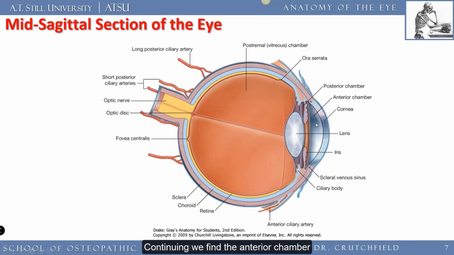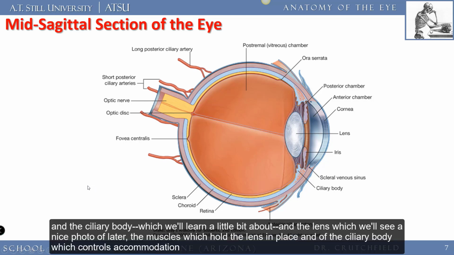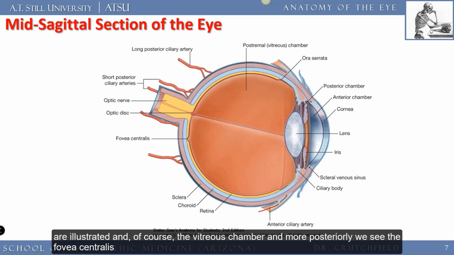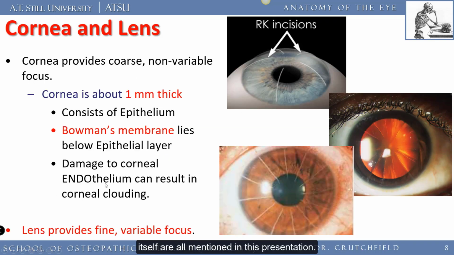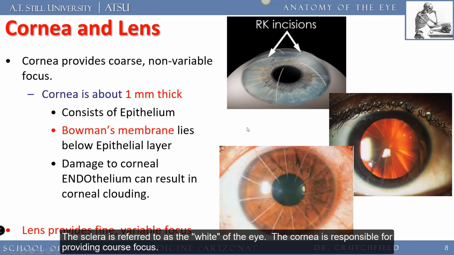Continuing, we find the anterior chamber and the posterior chamber and the ciliary body, which we'll learn a little bit about, and the lens, which we'll see a nice photo of later. The muscles which hold the lens in place and of the ciliary body, which controls accommodation, are illustrated, and of course the vitreous chamber. And more posteriorly, we see the fovea centralis, and of course the optic nerve. The retina, the choroid, and the sclera itself are all mentioned in this presentation. The sclera, of course, is referred to as the white of the eye.